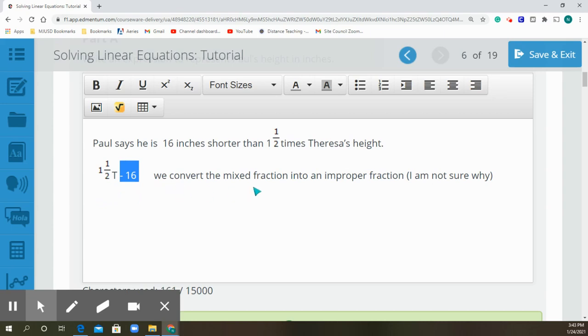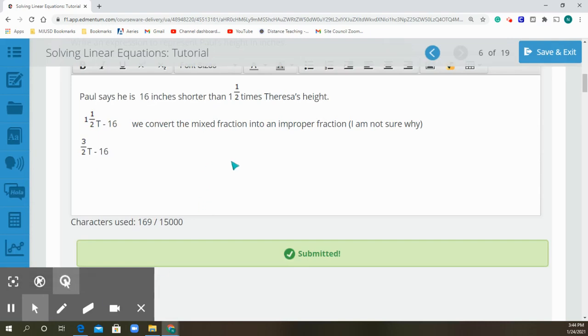We convert the mixed fraction into an improper fraction. And when we're done doing that, it becomes 3 over 2, which, by the way, 2 over 2 is 1. And then the 1 over 2 is the extra little one there, making it 3 over 2, multiplied by t minus 16 is the expression that represents Paul's height in inches.